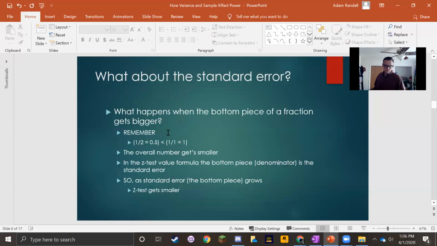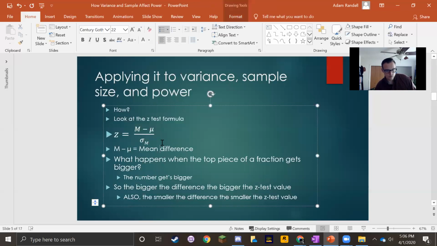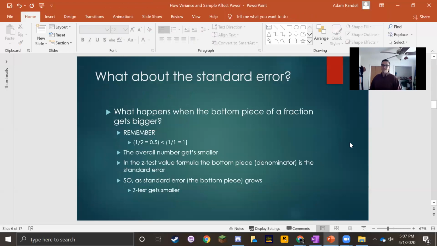But the bottom number right here is the standard error. It's the denominator. Well, we know from what we were talking about before that as the denominator gets bigger, the quotient, in this case the z-test value, gets smaller.